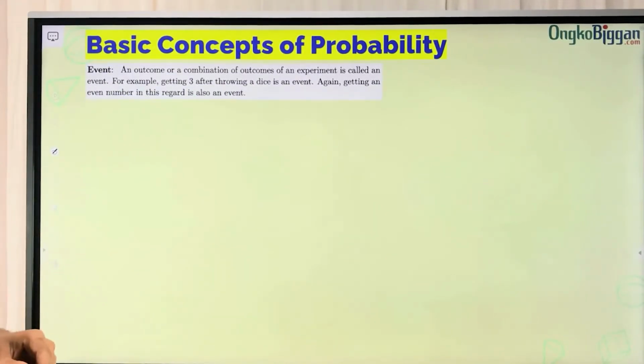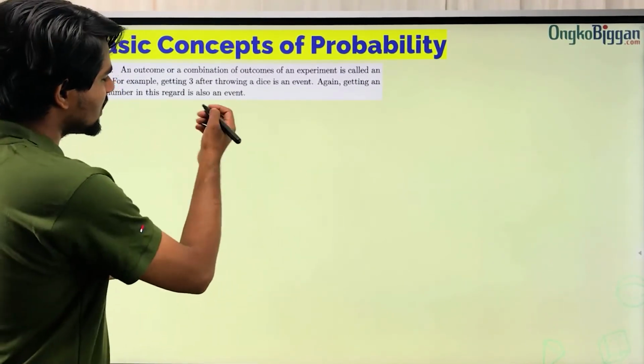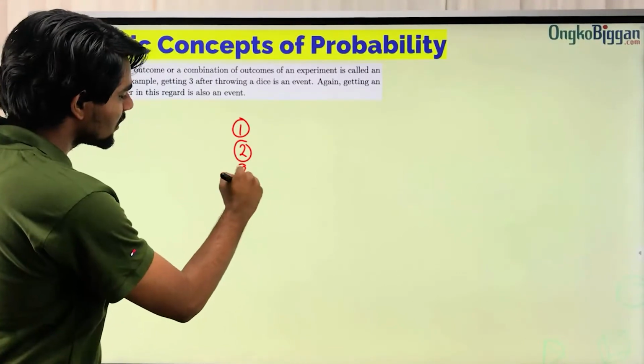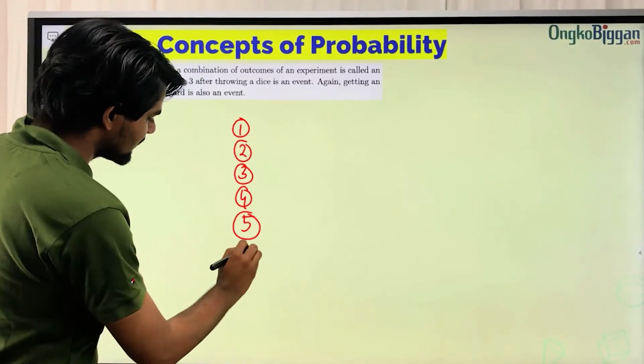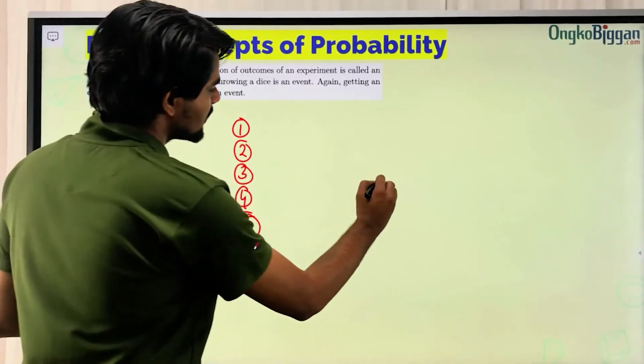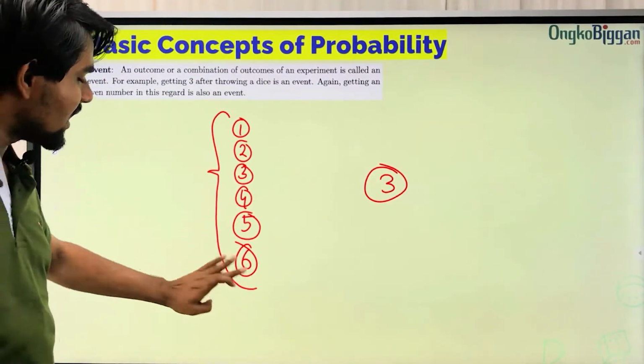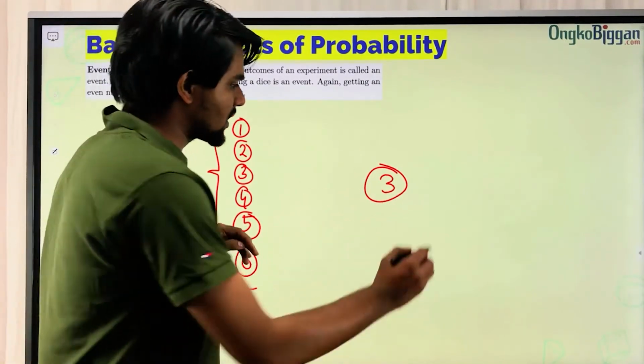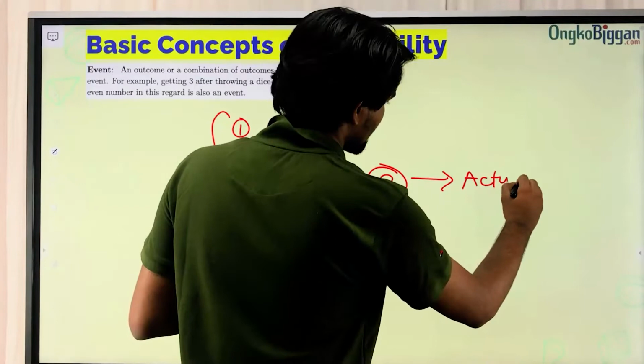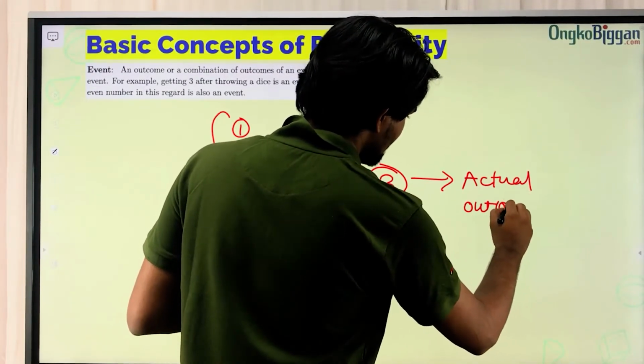Then we come to event. An outcome or a combination of outcomes of an experiment is called an event. For example, getting 3 after throwing a dice is an event. You roll a dice, you can get 1, 2, 3, 4, 5, and 6. You roll a dice and you got a 3. All these are the possible outcomes of a random experiment, and this one is the actual outcome or real life outcome of that experiment.